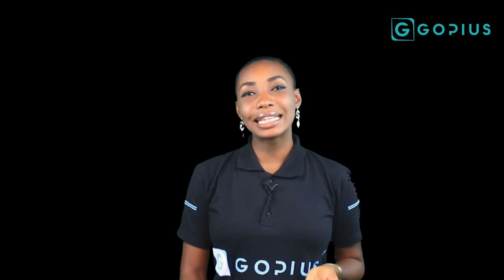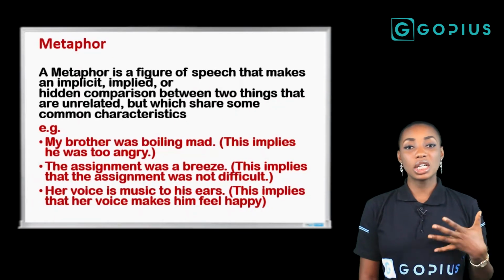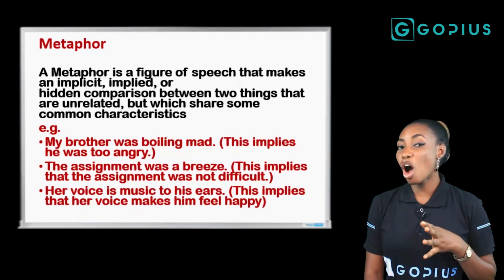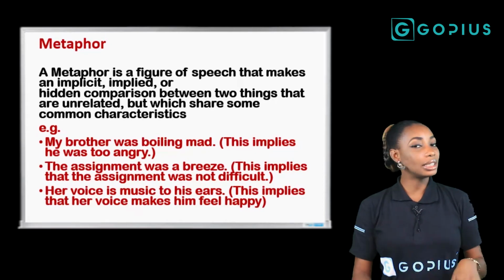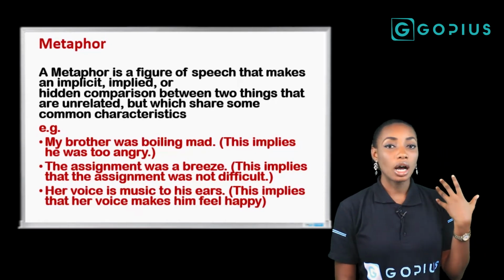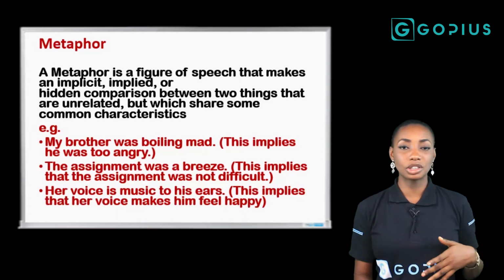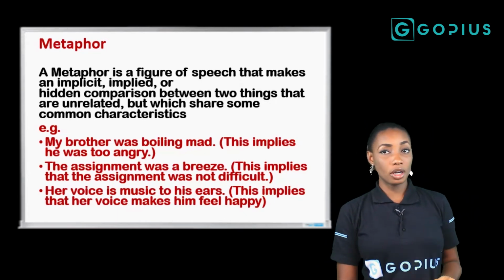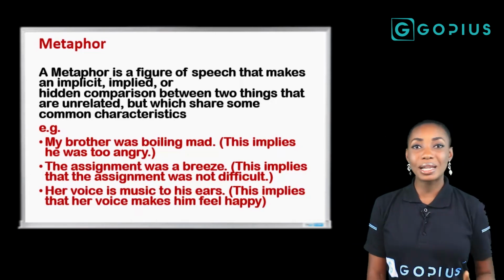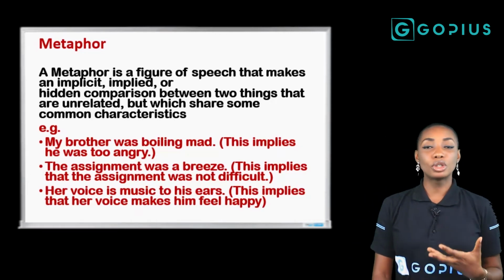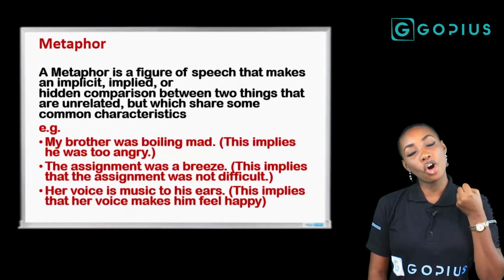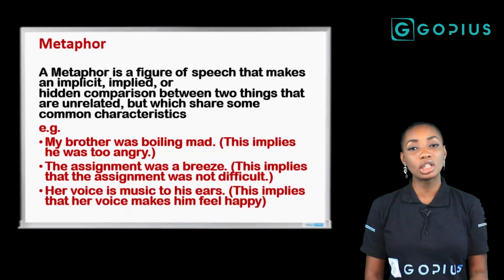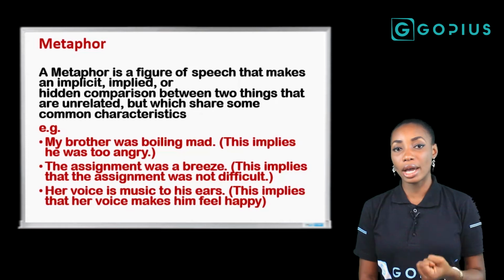So now we're going to look at the next type of figure of speech, which is metaphor. This is comparison also, just like simile, but it is taking out the as and like, and it does it directly. This is a more direct way of comparing different things or different categories together. Metaphor is a figure of speech that makes an implicit, implied, or hidden comparison between two things that are so unrelated but which share some common characteristics to the context or what the speaker or reader is trying to say.